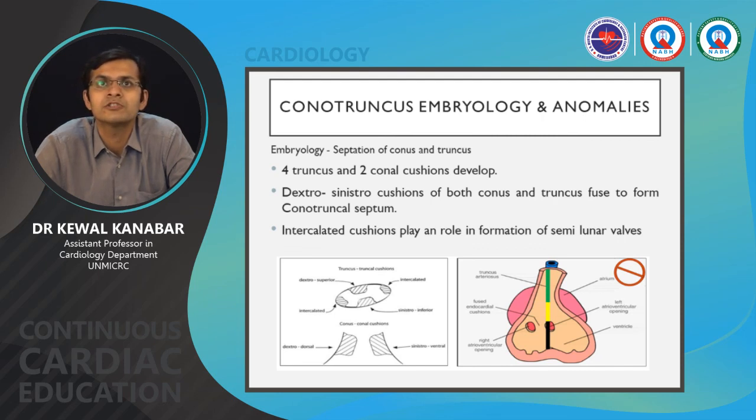Now, there are 4 truncal cushions and 2 conal cushions, right? The truncal cushions and the conal cushions will fuse to form the truncus arteriosus, which is present in the embryonic life. It will give rise to a single embryonic structure, that is the truncus arteriosus.